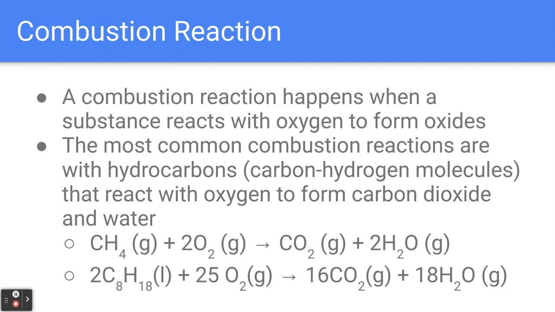A combustion reaction happens when you have a substance reacting with oxygen to form oxides. And the most common combustion reaction are hydrocarbons. Hydrocarbons are just carbon-hydrogen molecules, and they're going to react with oxygen to form carbon dioxide and water. So there you've got methane plus oxygen to give us carbon dioxide and water. And then that second one is octane, which is gasoline, reacting with oxygen to form carbon dioxide and water.